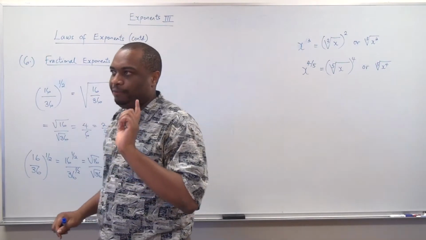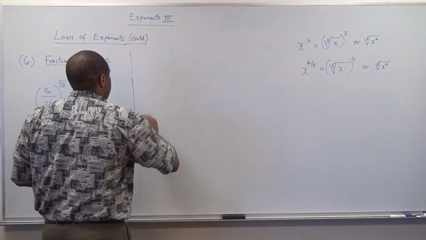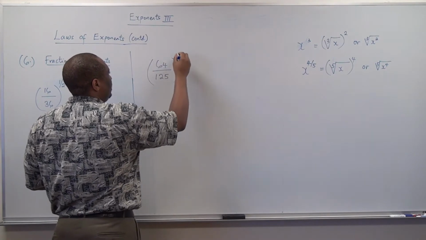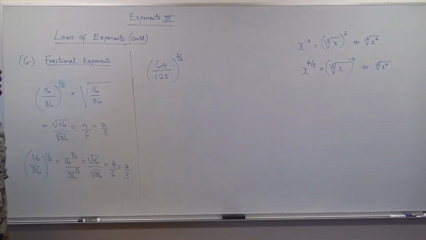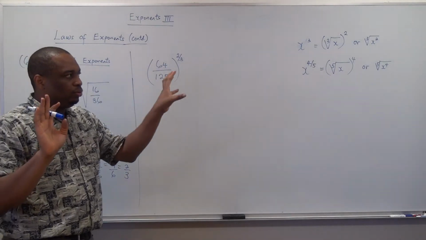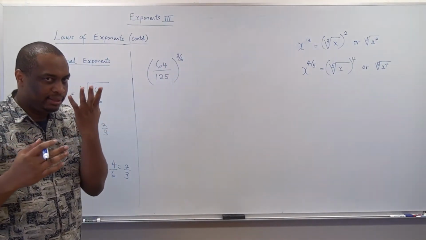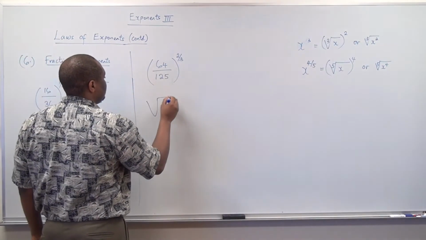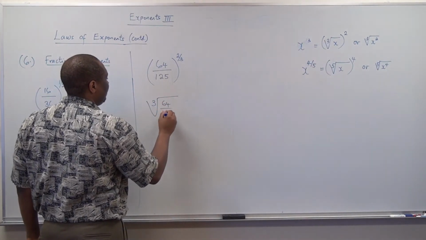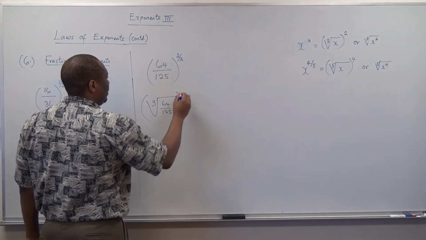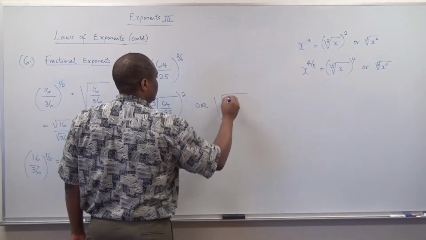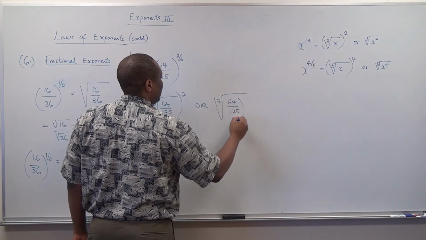What if you have this? 64 over 125, all raised to power 2 over 3. So let me write it out in the 2 ways you can have it, and then you decide which way is better. You can either write it this way: the cube root of 64 over 125, all raised to power 2, or the cube root of 64 over 125, then all squared here.